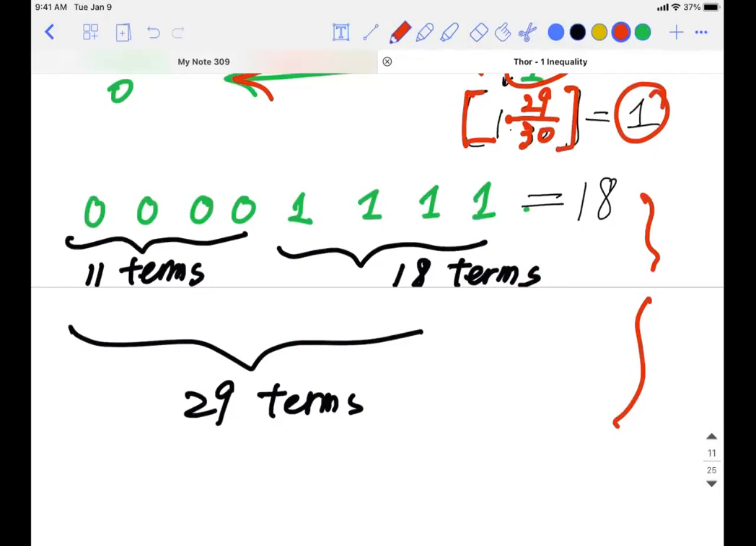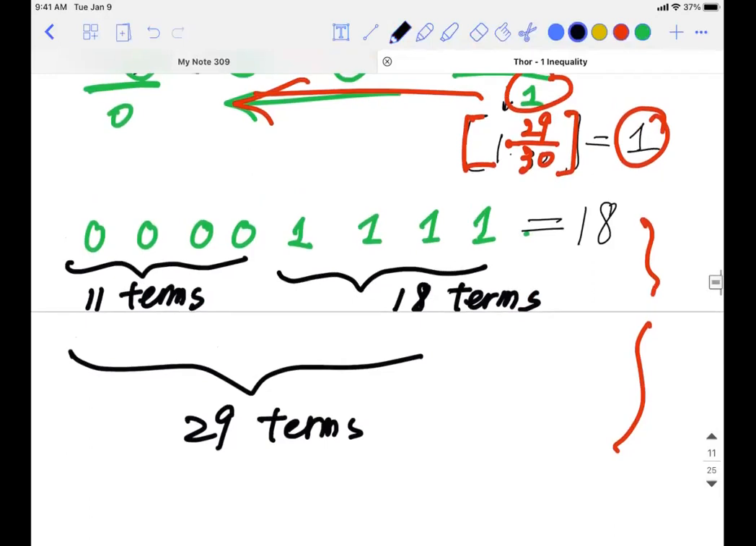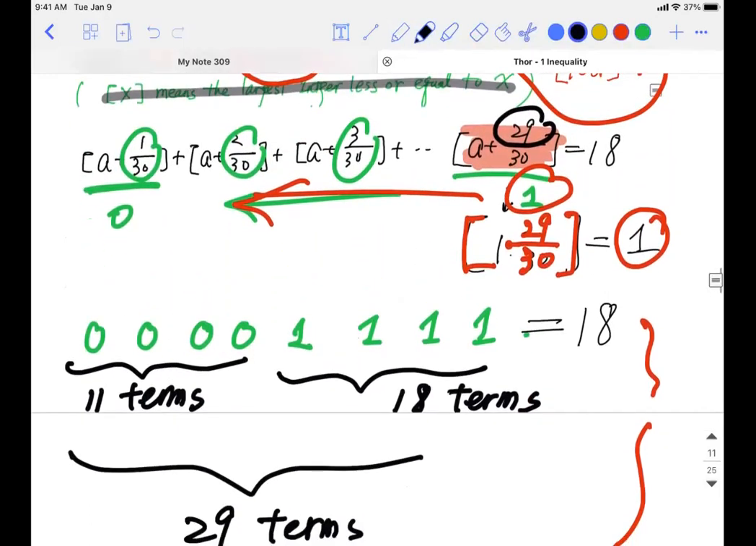Okay, I don't know if you guys follow. So let's think about it from here. Just like I mentioned, the 11th term will be what? A plus 11 over 30, right? This is your 11th term. That one, take a Gauss, goes to 0, right? So this is the 12th term. A plus 12 over 30, you take a Gauss, that one goes to 1, right? We're all on the same page.